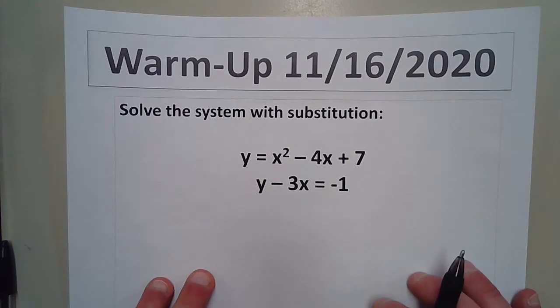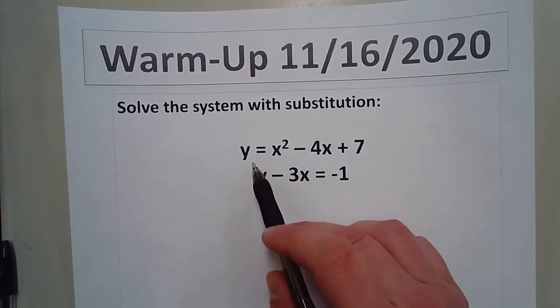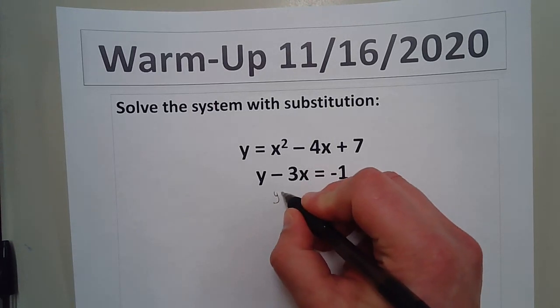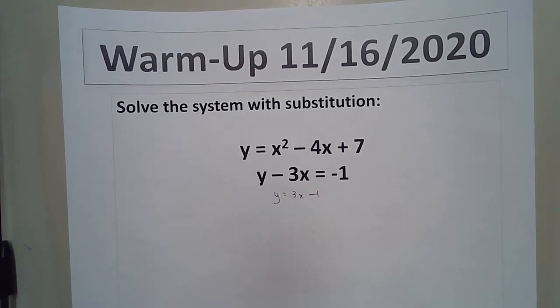Okay, so warm up today we've got solve system with substitution. So we want them in y equals form. So this one's good to go. This one we'd want to add the 3x over. So it should look like, once we add that 3x over, 3x minus 1.